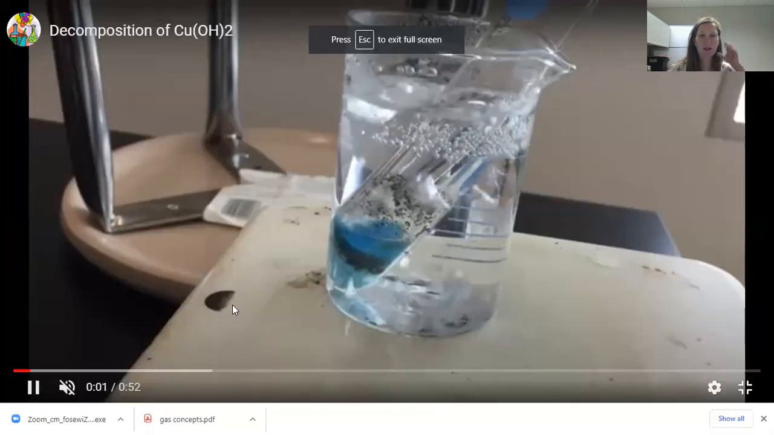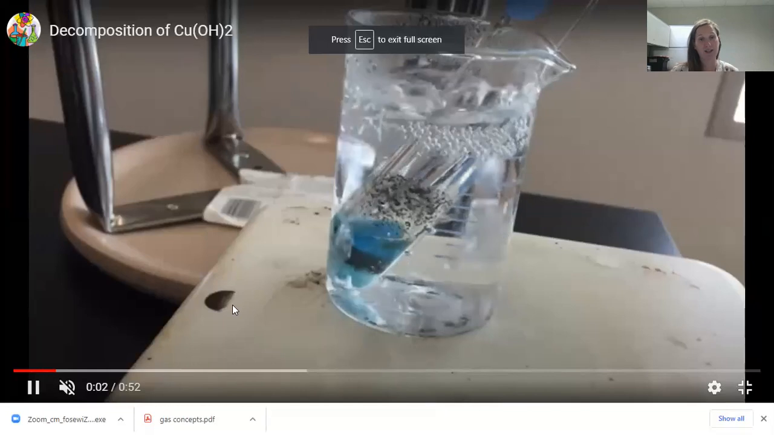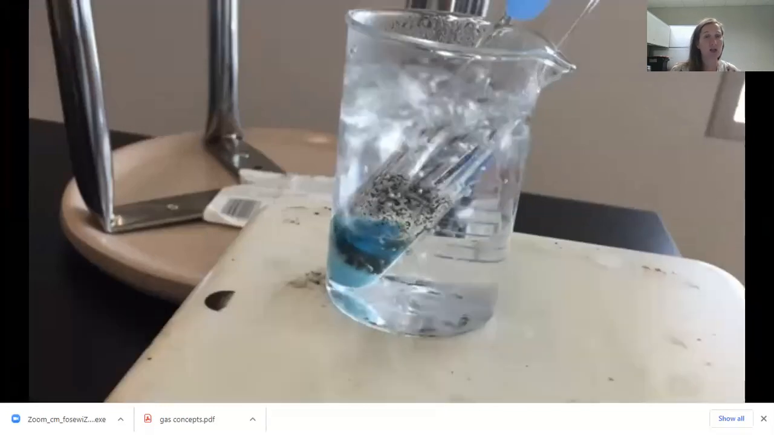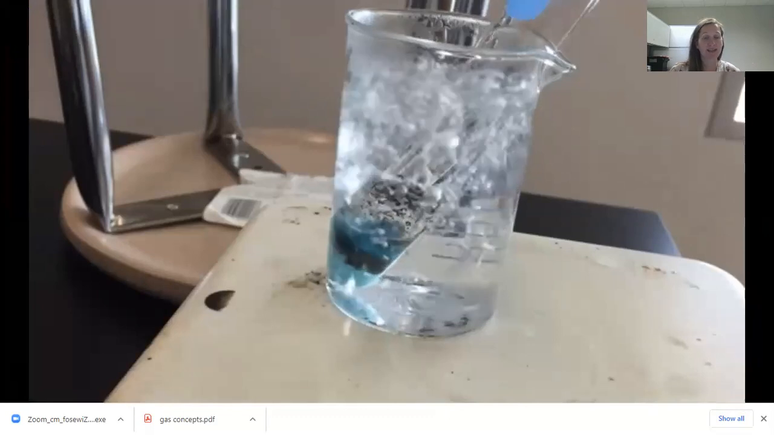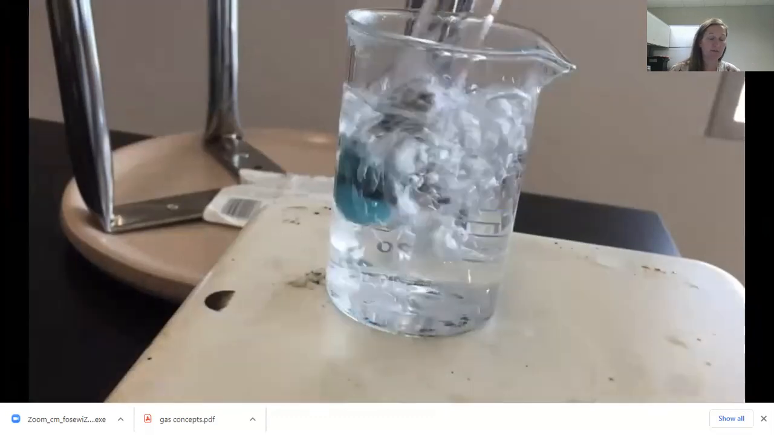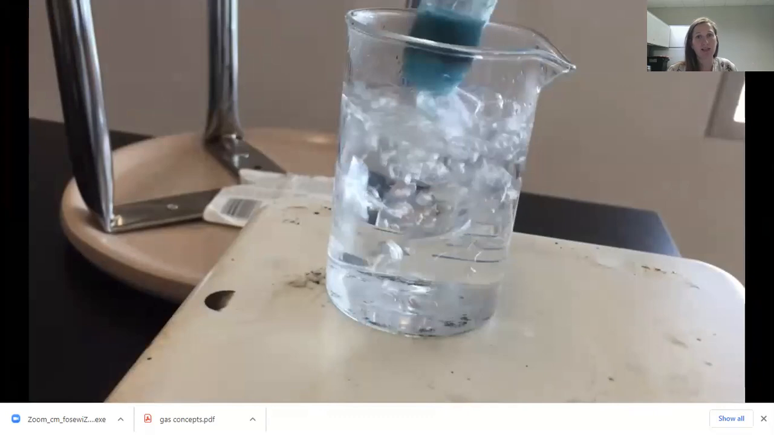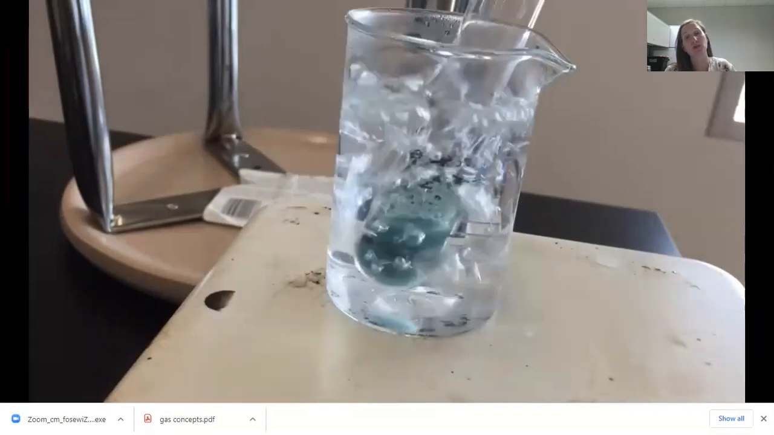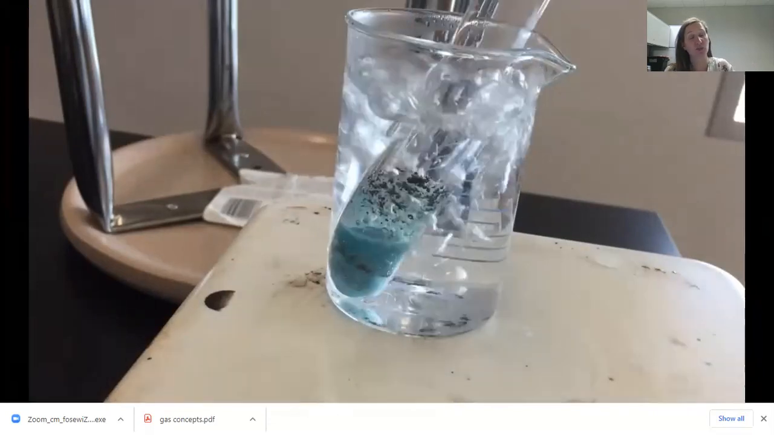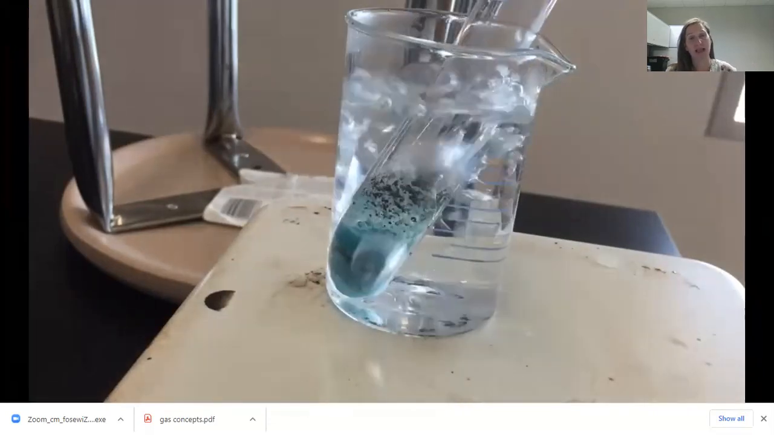So you can see it's black already starting to form at the very beginning of this video. So that black solid that is forming from that bluish white solid, that's the copper hydroxide. The copper 2 hydroxide is the bluish white solid. As that decomposes into copper 2 oxide, which is black, you're going to see all of it turn black.